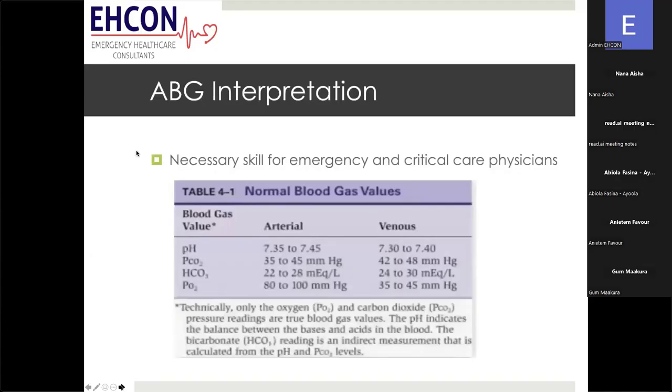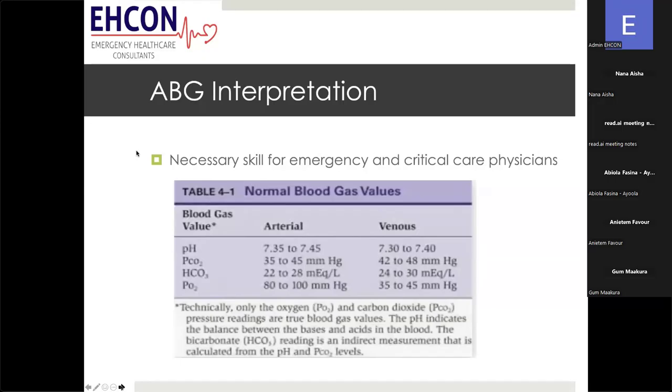So let's swiftly switch gears to the next topic. We're talking now about ABG interpretation. It's a necessary skill for all physicians, but particularly for emergency and critical care physicians. And I just wanted to go over this table quickly because it's shocking to me that sometimes I ask and people are giving me ABG results, and I don't even know what the normal should be.